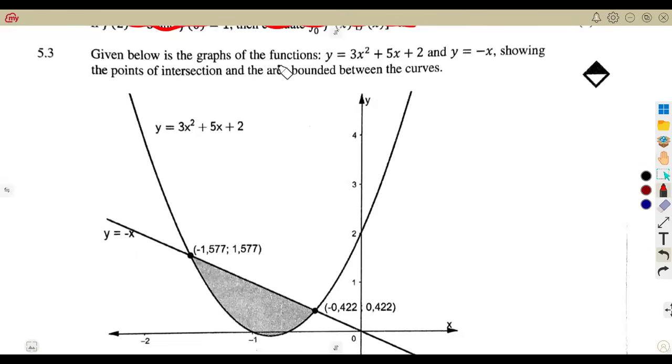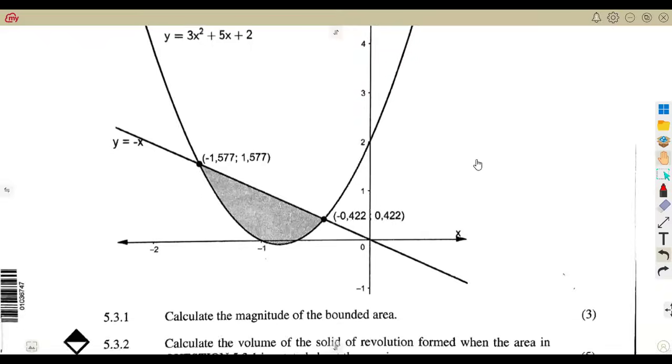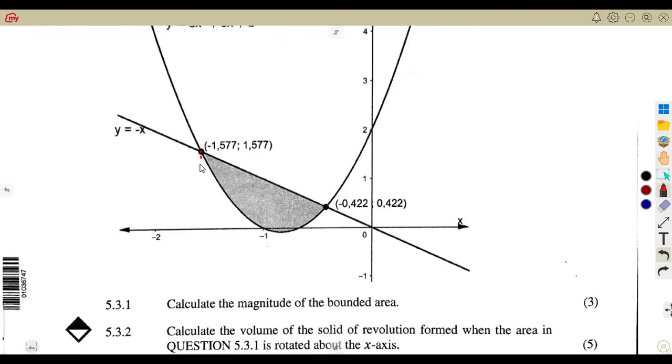Given below is the graphs of the functions y is equal to 3x squared plus 5x plus 2 and y is equal to minus x, showing the points of intersection and the area bounded between the curves. Everything is given. If you take a closer look with points of intersection, you've got the x value there, and the point of intersection, we also have the x value there. The limits, remember the consideration of lower limit, upper limit, x1, x2, or just considering the value of a and b as you are doing those limits, the way that you understand them.